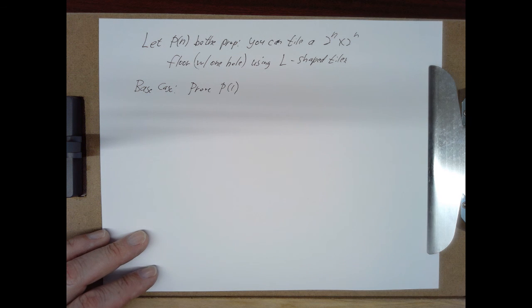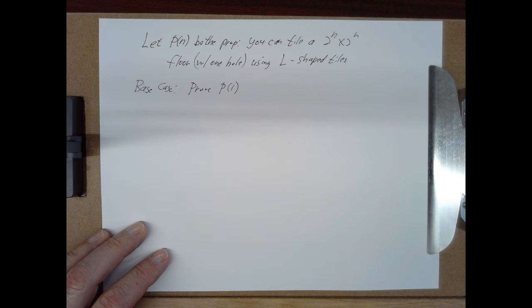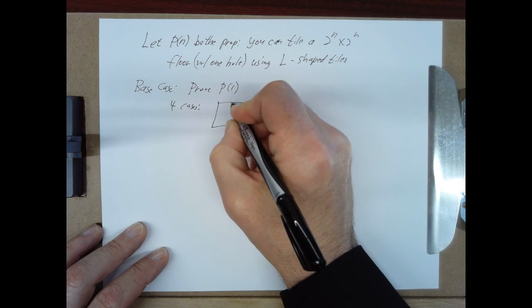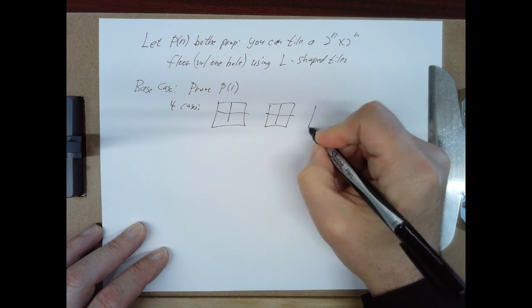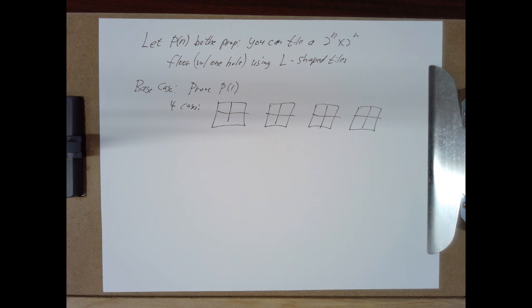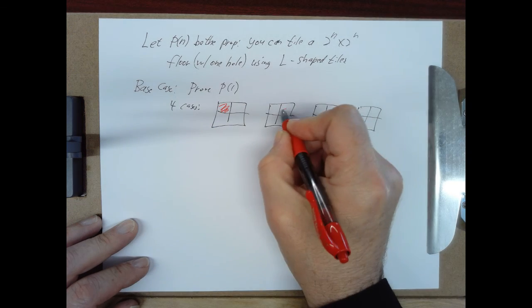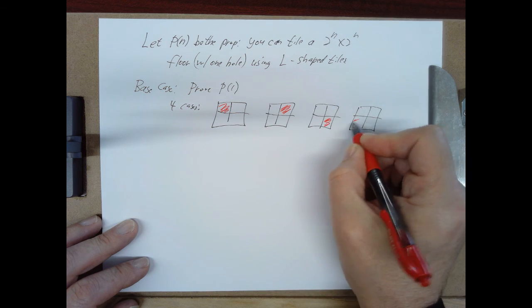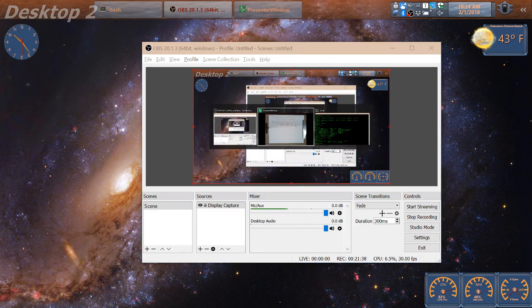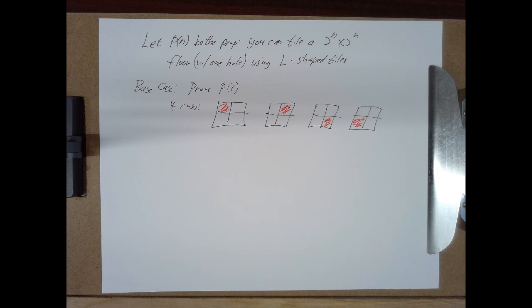So P of 1 is talking about 2 by 2 floors with a single hole. Well, there's 4 cases. Because since there's only 4 tiles, there's only 4 places our hole could be. It could be here, here, here, or here. And so we need to show that in each of those cases, we can tile the floor with an L-shaped tile. Am I shouting? I'm kind of shouting.